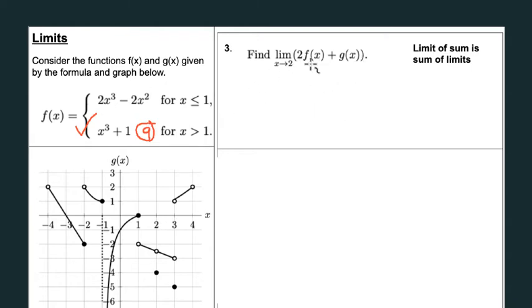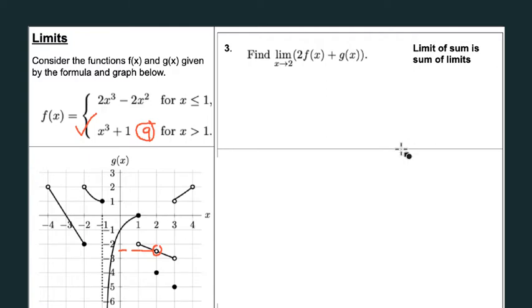What about g of x? What's g of x worth as we approach 2? Not at 2, but approaching 2, it is right here, and it looks like it's about negative 2.5. So for f, 2 cubed is 8 plus 1 is 9, and for g, it looks like it is at about negative 2.5.